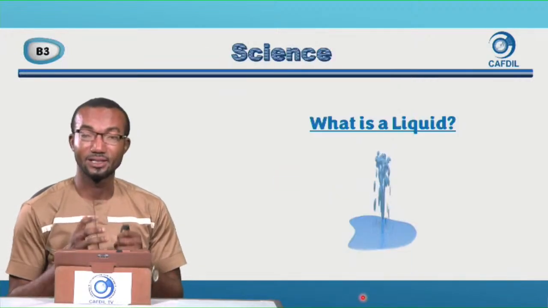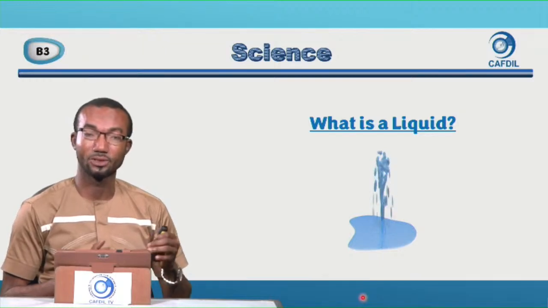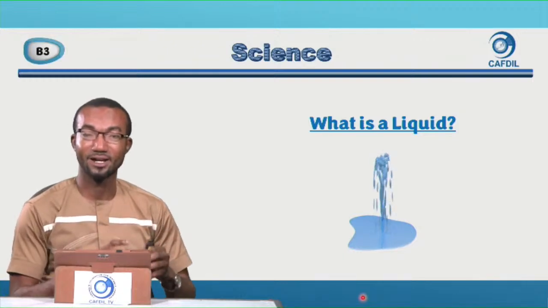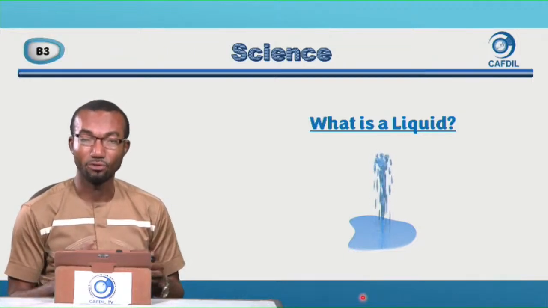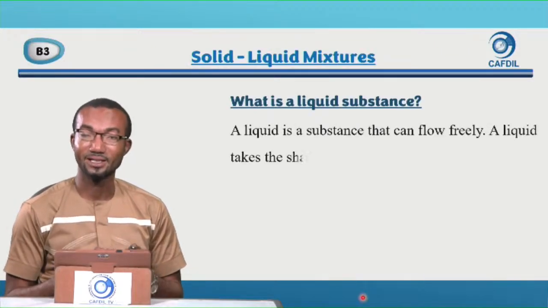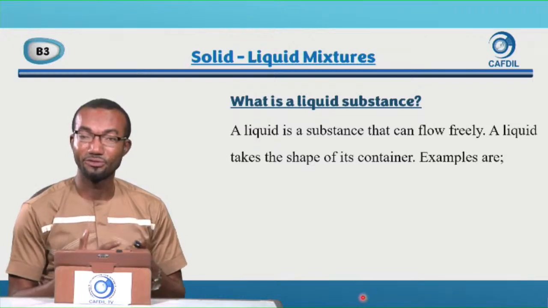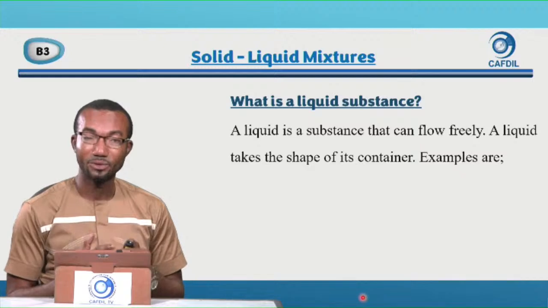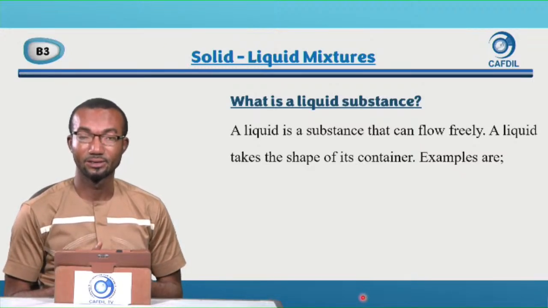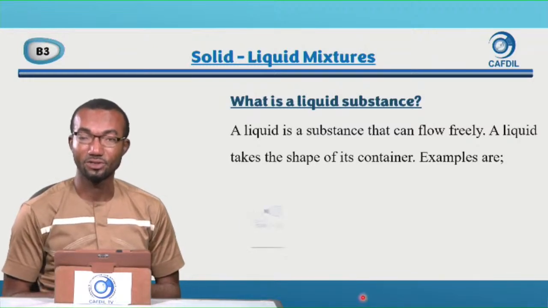Now let's look at liquid. What is a liquid? We are going to talk about solid liquid mixtures, and right now we know that solids are fixed in shape and they do not flow. What is a liquid? A liquid is a substance that can flow freely. A liquid takes the shape of its container. They can flow freely and they take the shape of their container.